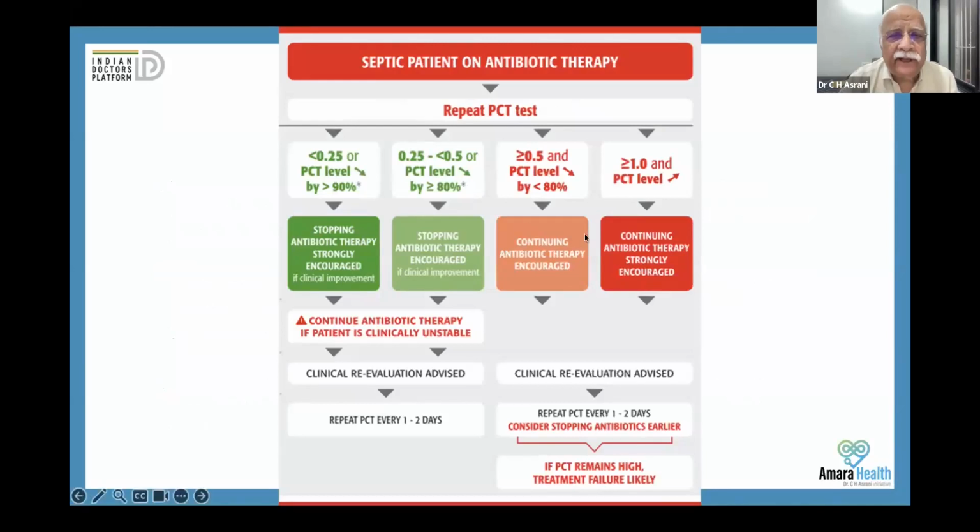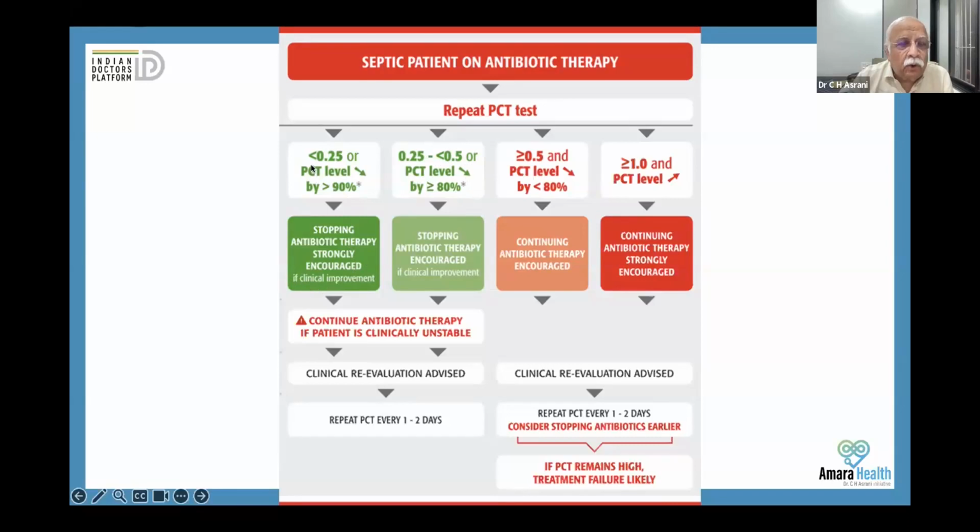This is a flowchart I am showing. It is not for us. As I said, we don't want to treat sepsis in the clinic. But for septic patients on antibiotic therapy, repeat PCT test: below 0.25 or reduced by 90% of basal value, stopping antibiotic therapy is strongly encouraged if there is clinical improvement. If PCT is 0.25 to 0.5 and PCT levels have dropped by 80% or more, stopping antibiotic therapy is encouraged if clinical improvement is there.